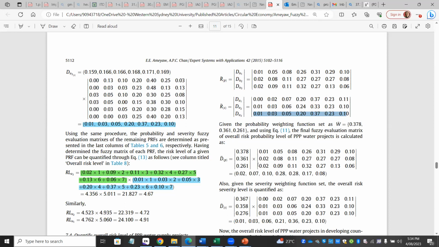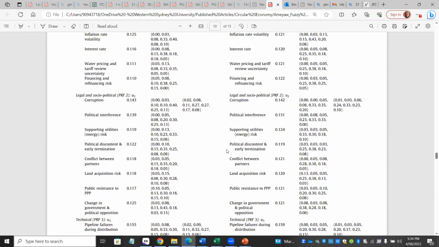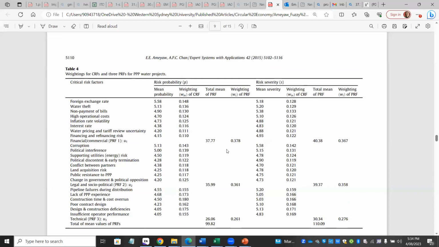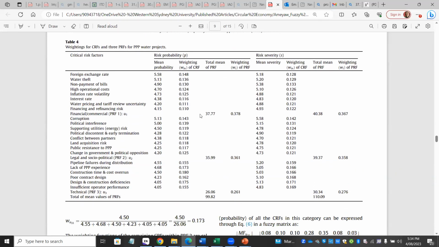So what do you do next? The next thing to do is that you multiply these matrices, which we call the membership functions, by their weightings. And this time around, the question is, what kind of weighting should we use? We have to use the group weightings. So where do we see the group weightings? We'll go back to table 4. In table 4, you can see the weightings for the groups.